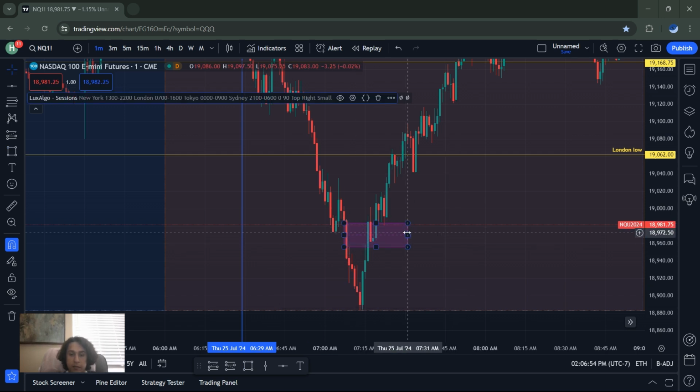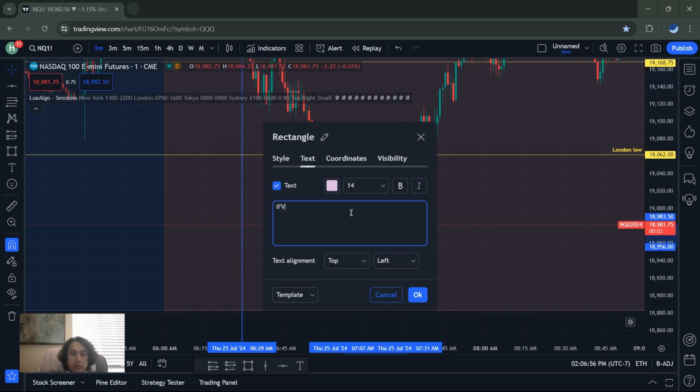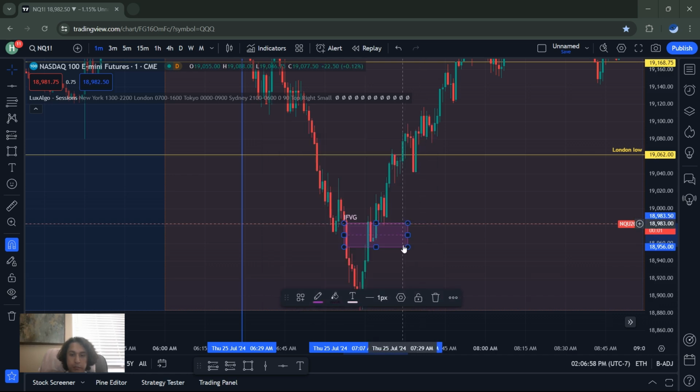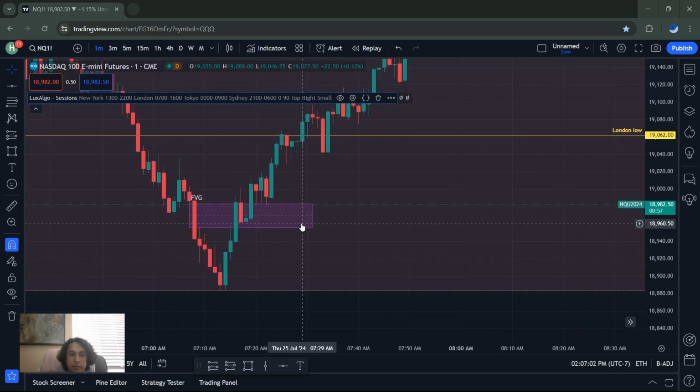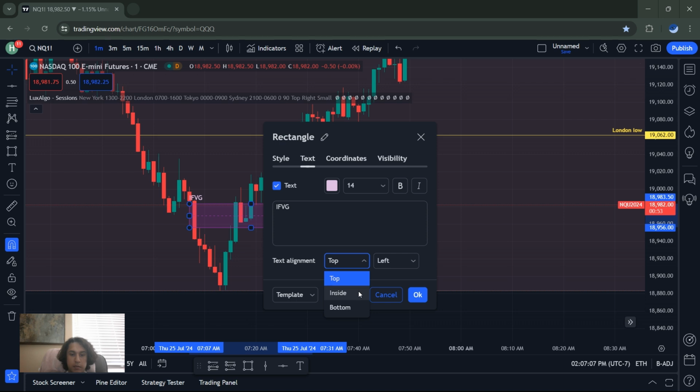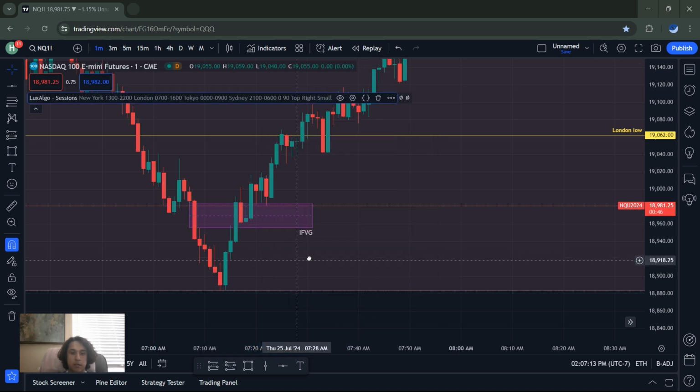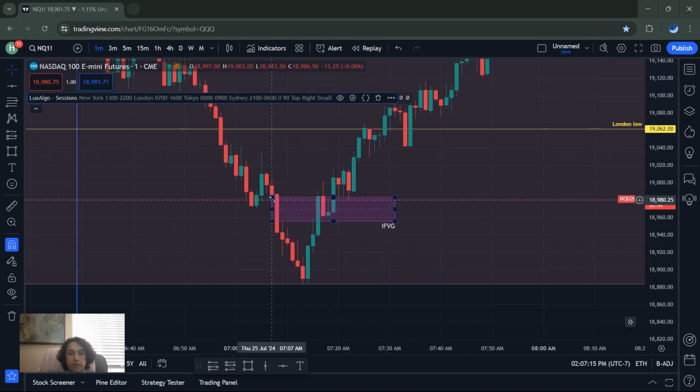On my last video, I put this as an inverse fair value gap. I said this is what TGR is teaching, and I'm going to put the same stuff here. So let me fix alignment. I'll do center bottom, and I'll actually do right bottom, so it's easy to see. So inverse fair value gap. This zone from here to here, wick to wick.